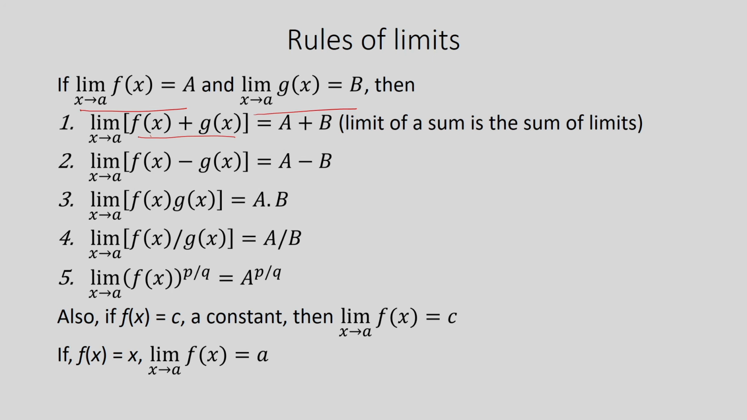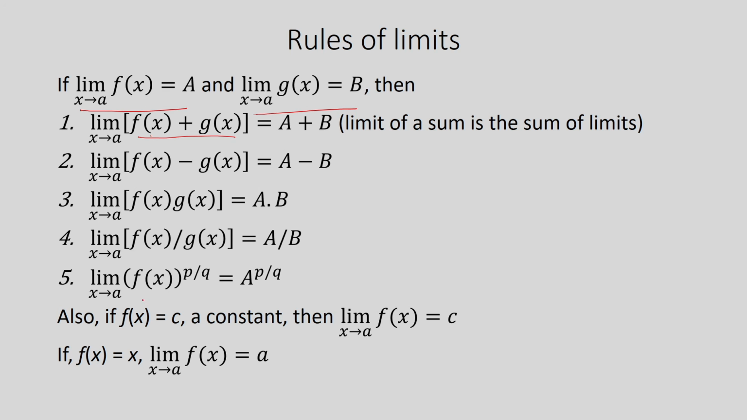Fourthly, if you take the ratio of two functions, then what about the limit of that ratio? This is equal to the ratio of the limits, right, because on the right hand side you have A divided by B. What is A? A is the limit of f as x tends to a, and B is the limit of g as x tends to a. So, the limit of the ratio is the ratio of the limits.